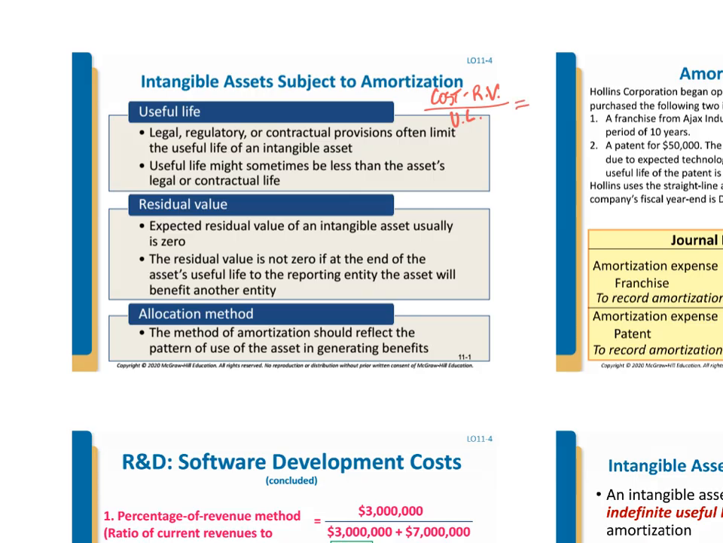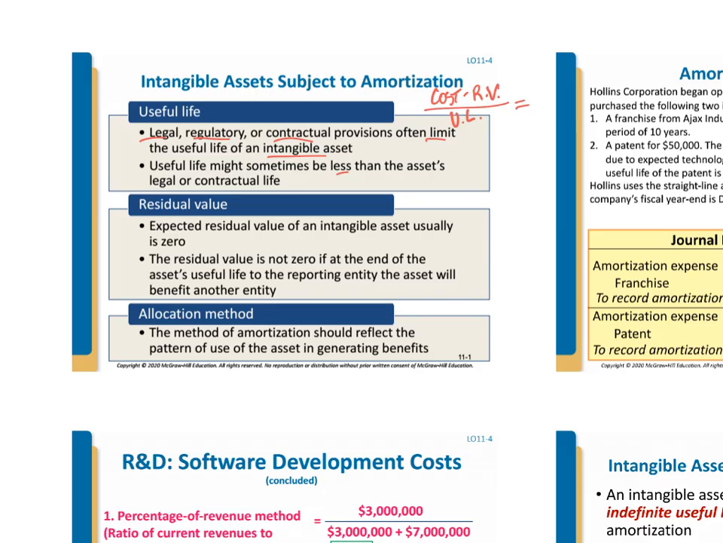The useful life of an intangible asset is typically limited to the legal life of the intangible asset, or perhaps the contractual life or regulatory life. So for instance, a patent has a legal life of 20 years. Now, that provides an upper bound. So that means that it can't go longer than what the legal life would be. However, it could be less in given situations.